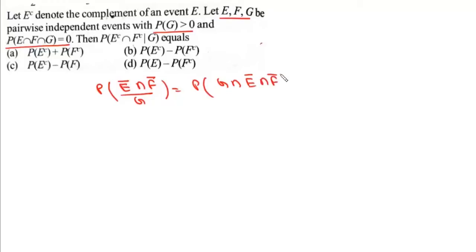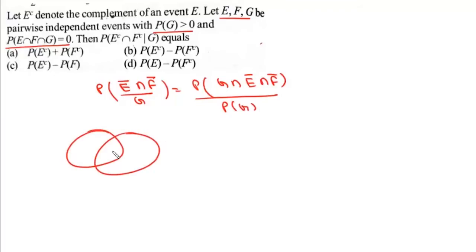Now here the question is, let E^c denote the complement of an event and let E, F and G be pairwise independent events such that P(G) is greater than 0 and probability of E intersection F intersection G is equal to 0. Then we need to find the probability of E' intersection F' upon G. Now we can write this as probability of G intersection E' intersection F' divided by probability of G. Now if we look at this Venn diagram of G, E and F, we are looking at the portion of G which is common to E' and F'. So we are talking about this region.